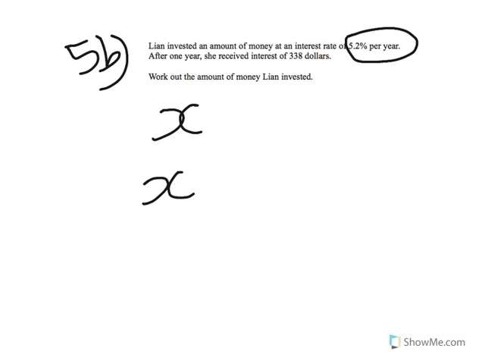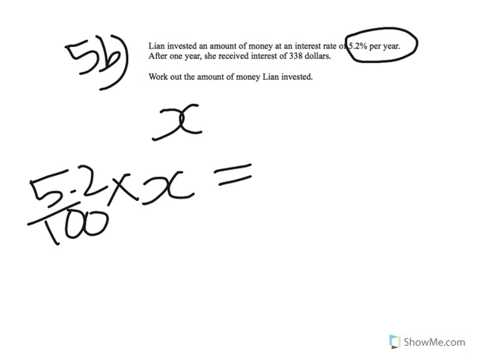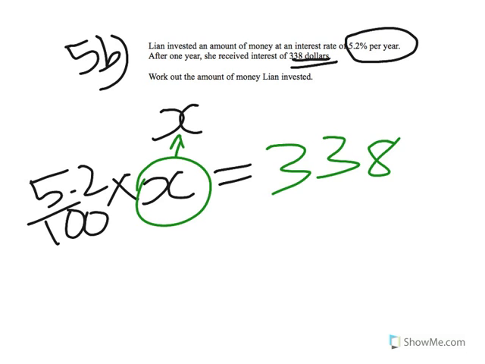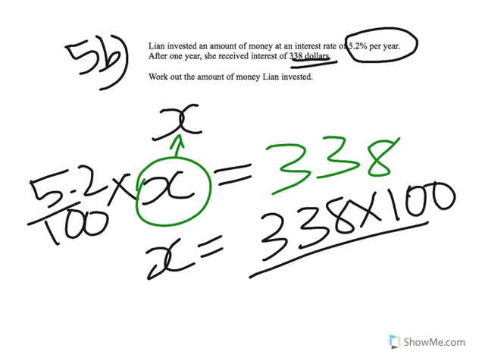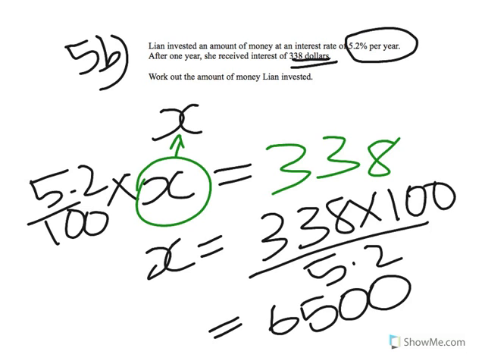So meaning 5.2 over 100 times X will give us the interest after 1 year, applying the example I explained earlier, right? So it'll give us the interest after 1 year, which is 338. So now all we've got to do is solve for X to find the amount of money Leanne invested. We're going to get X is equal to, you multiply both sides by 100 and divide by 5.2. You're going to get 338 times 100 divided by 5.2, which is nothing but 6,500 as an original investment.